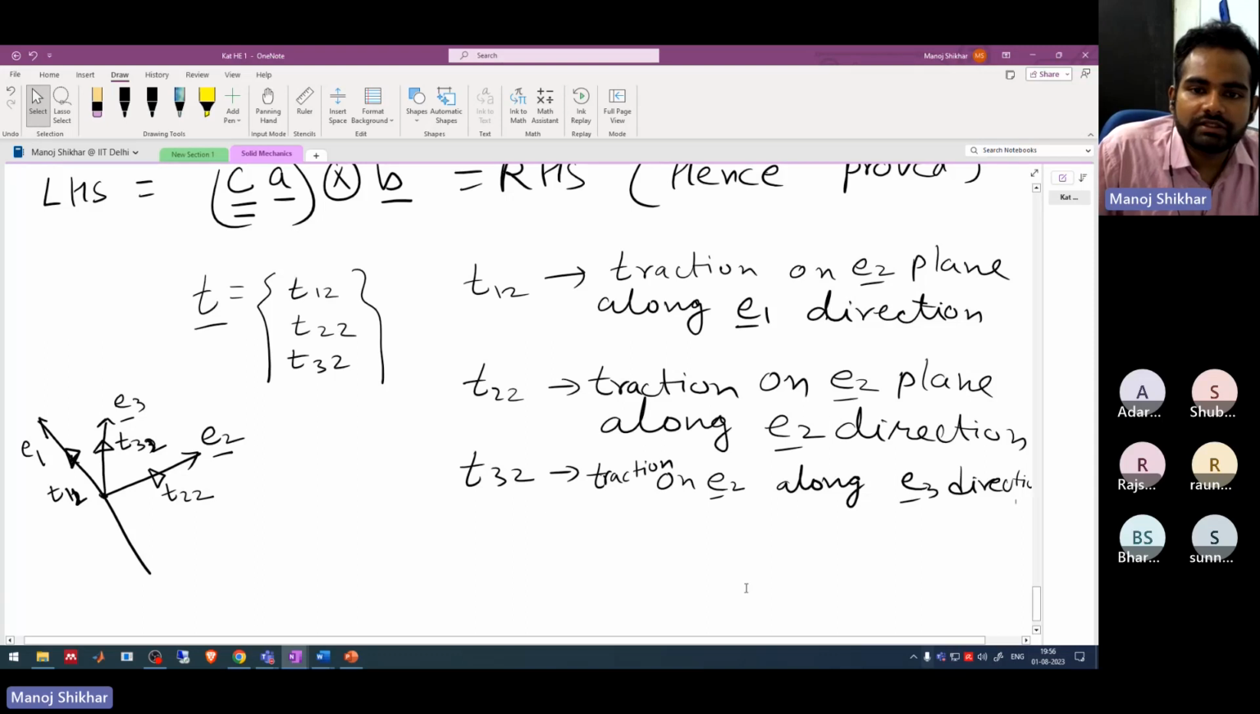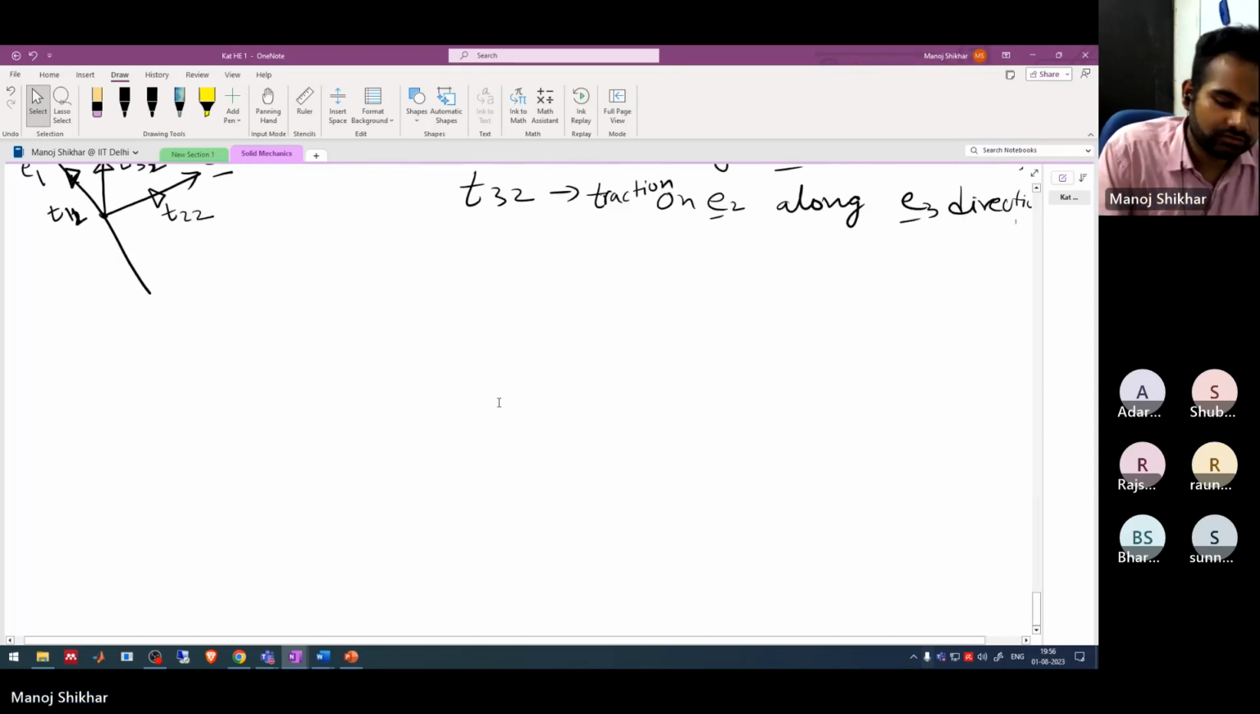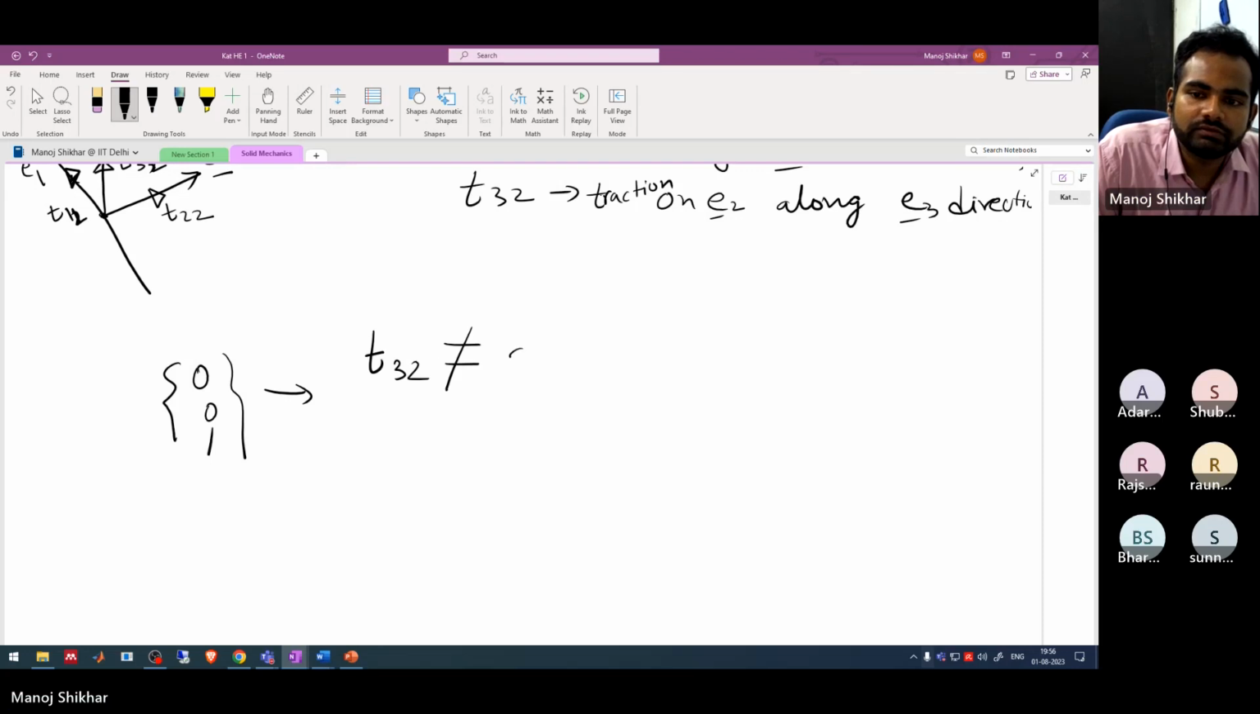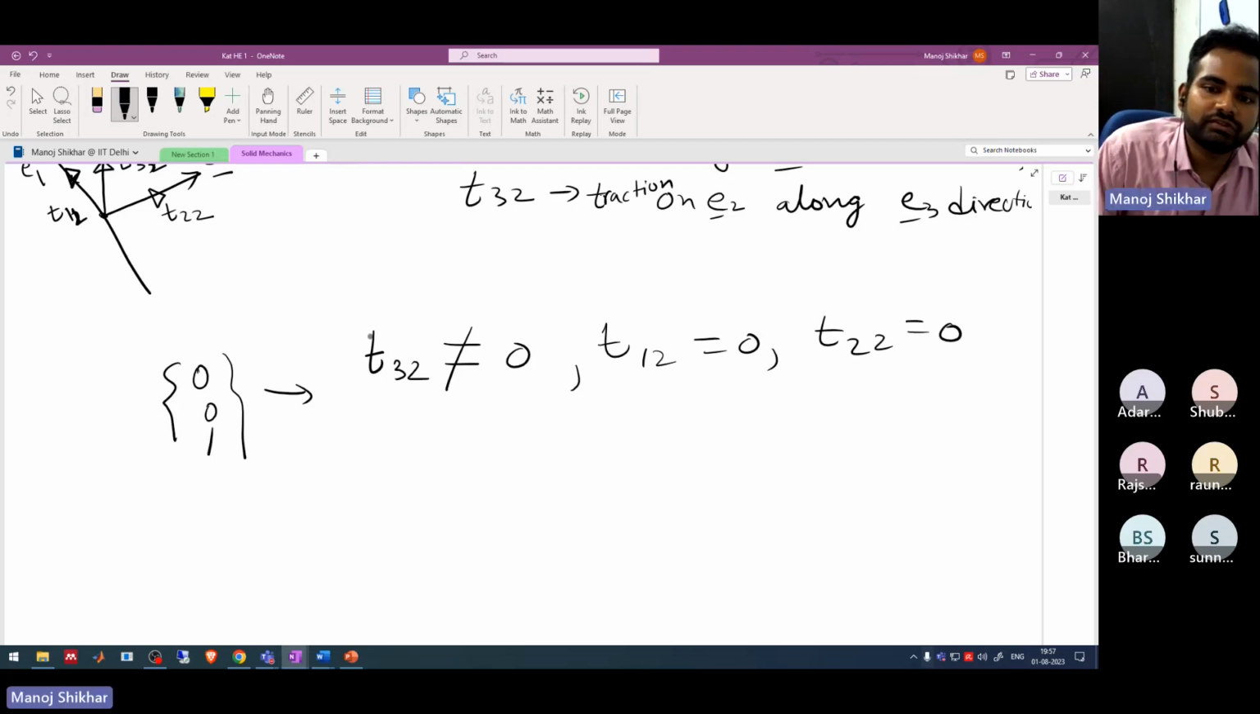So in our question, what is given? The second column is 0, 0, 1. So this means T32 is non-zero, T12 is 0, and T22 is 0. So traction is non-zero along E3 direction.